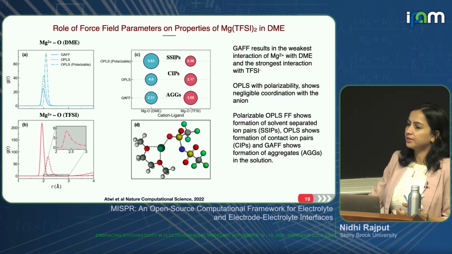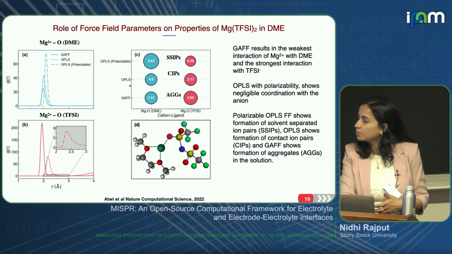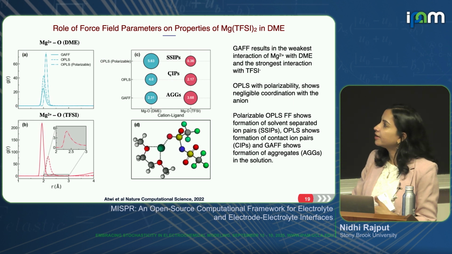So if I use GAFF, it tells me I'm forming aggregates. If I use OPLS, it tells me I'm forming contact ion pairs.